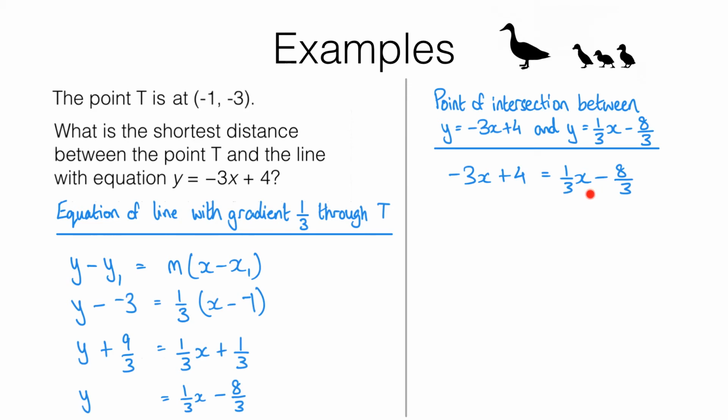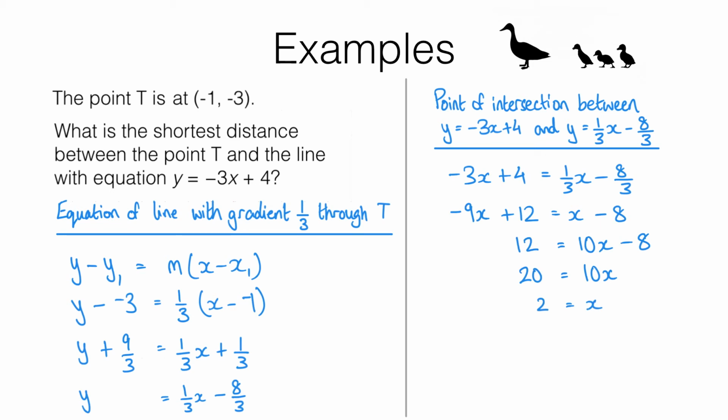Now, I find fractions a little bit annoying, so I'm going to multiply both sides of this by 3. That will give me negative 9x plus 12 on the left-hand side, and it will give me x minus 8 on the right-hand side. Now I'm going to add 9x to both sides. That will give me just 12 on the left and 10x minus 8 on the right. And then I'm going to add 8 to both sides. That will give me 10x on the right and 20 on the left. And that means x is going to be 2.